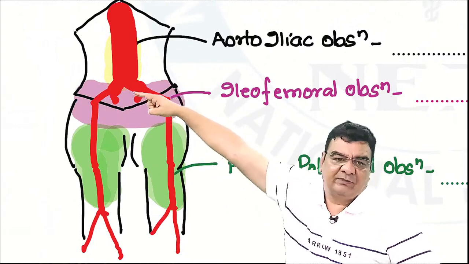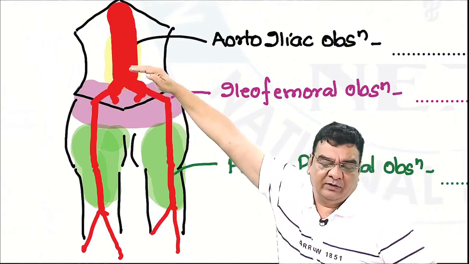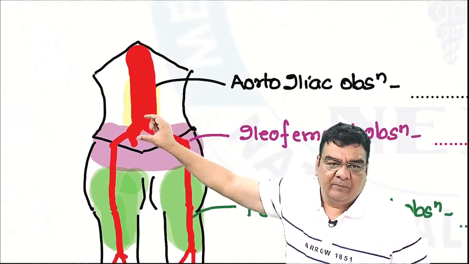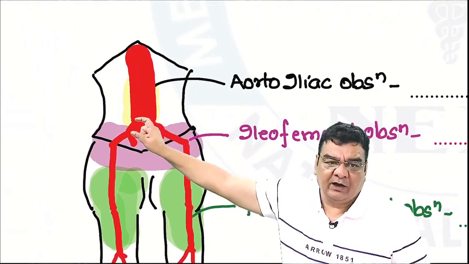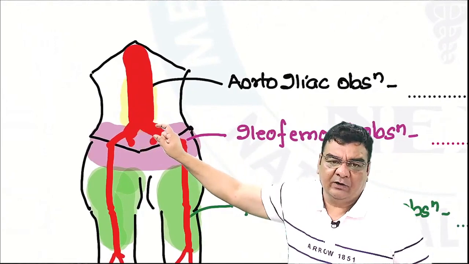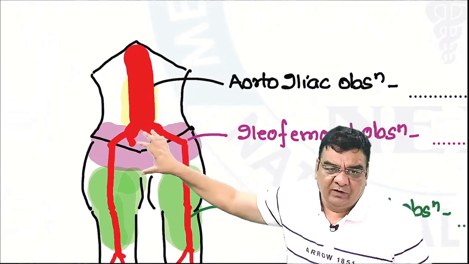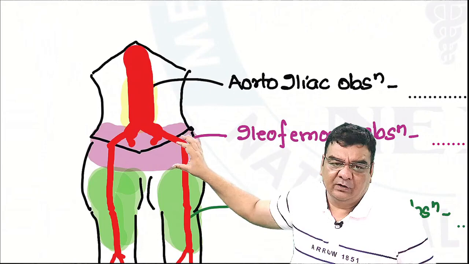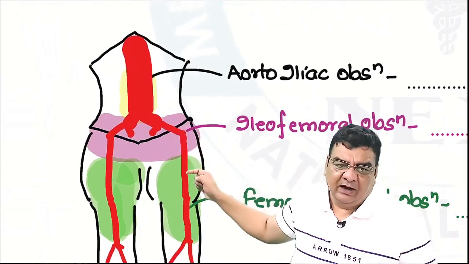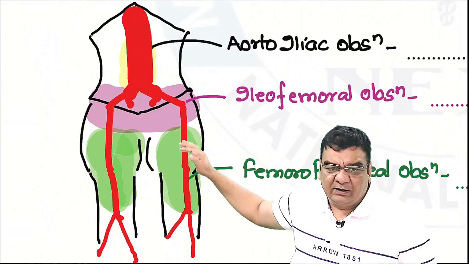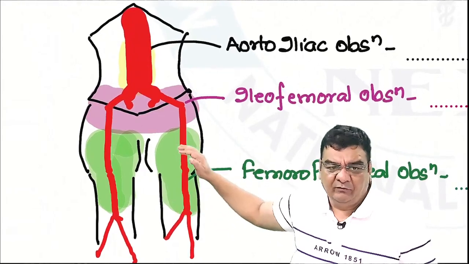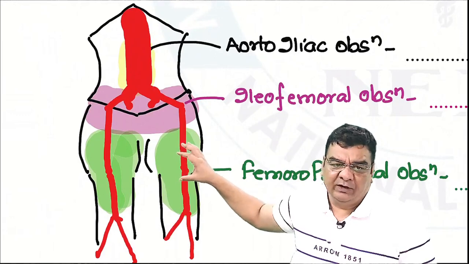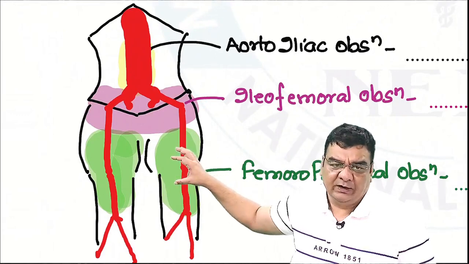If there is a traffic jam in the artery above the inguinal region, that is, in the suprainguinal region, then we prefer using a Dacron graft here, for aortoiliac obstructions. If there is an iliofemoral obstruction, then we prefer doing an angioplasty. And if it is infrainguinal, the green area you're seeing, that is femoropopliteal, we prefer using the great saphenous vein.